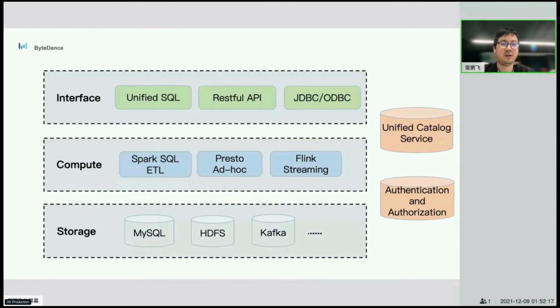The top layer is the interface to our users. We provide unified SQL to handle the syntax and semantics differences between different compute engines. Also, we provide RESTful API and JDBC/ODBC connectivity. Besides these three layers, we have 2 auxiliary services: Unified Catalog Service, which is responsible for metadata management of different data sources, and the auth service, which is responsible for authorization and authentication.